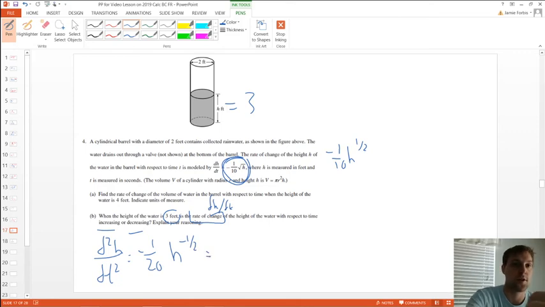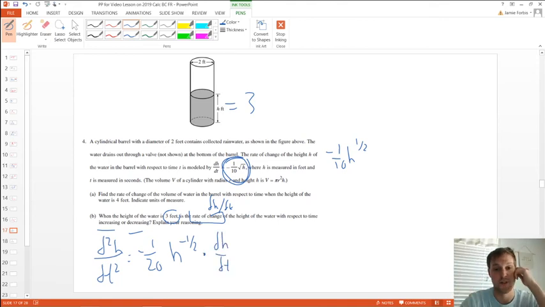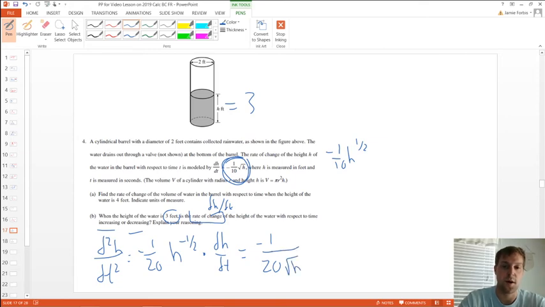And then since we're taking the derivative with respect to time, that's going to be times dh over dt. It's implicit differentiation. But remember, we got to plug back in dh over dt. So this is -1/20 square root of h, if I brought that to the bottom. And then times dh over dt, which was -1/10 root h. Okay. So that's my second derivative, and if you notice, I got a root h on top and a root h on bottom, and those cancel out. So I'm left with positive 1/200.